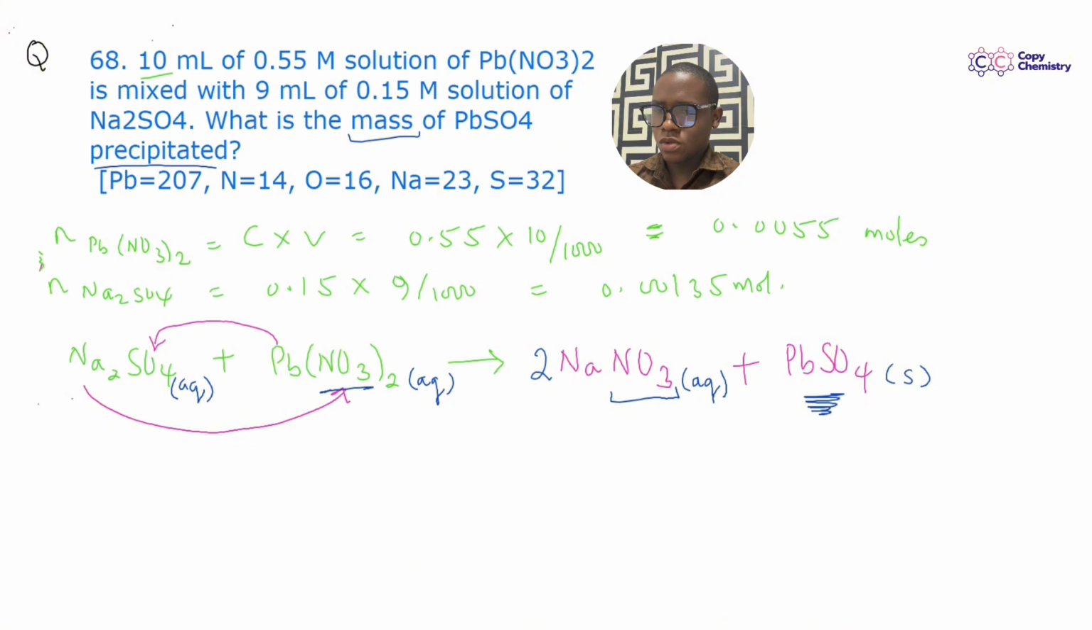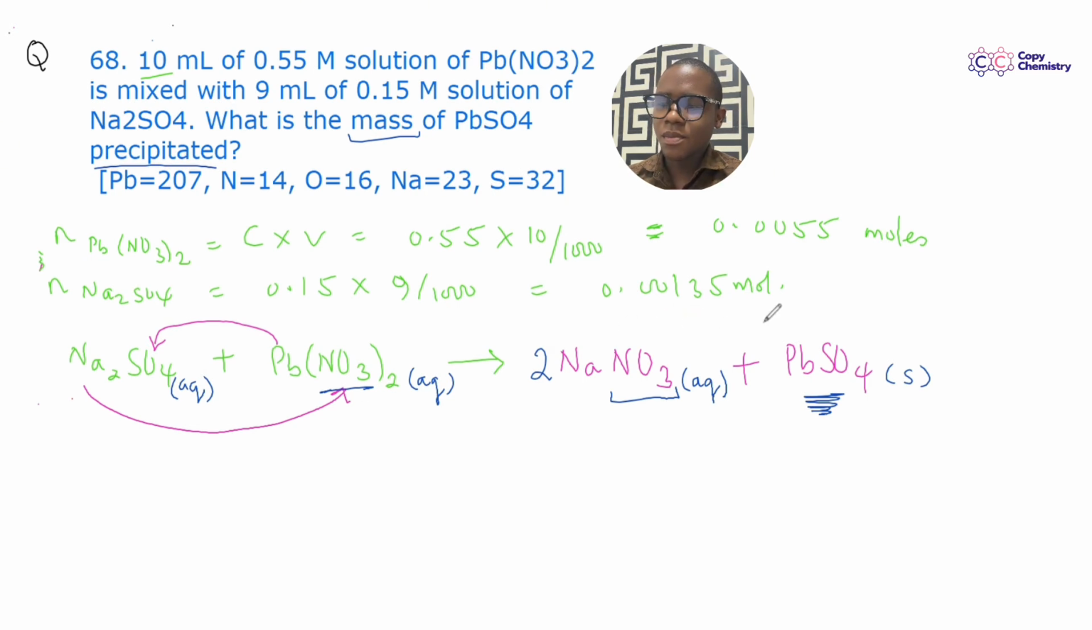Now, which one do we do? Of course, because like I usually say, one is right, one is wrong. Our limiting reagent will tell us, right? And you're used to this now. Okay, so the limiting reagent should tell us what's the limiting reagent. Is this sodium sulfate or is it lead nitrate?